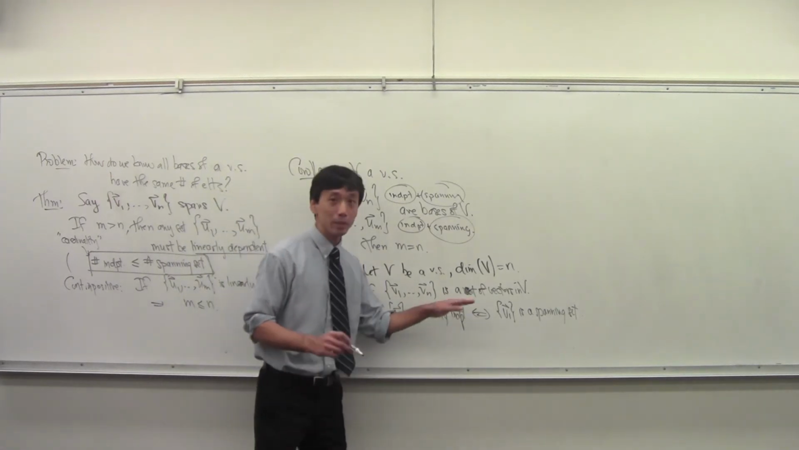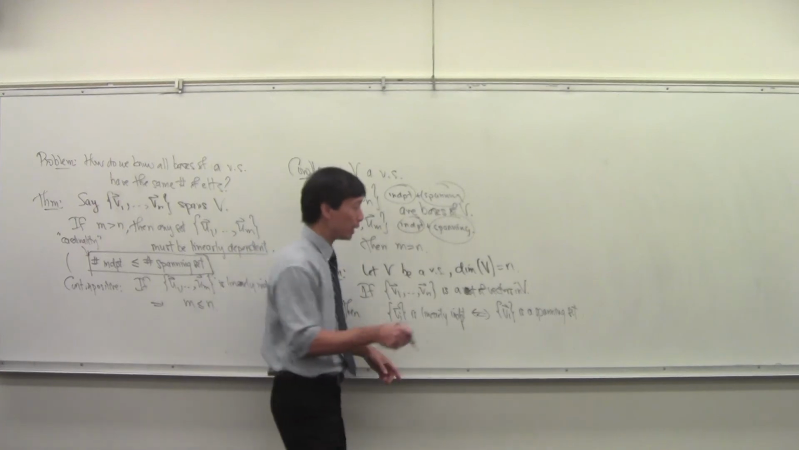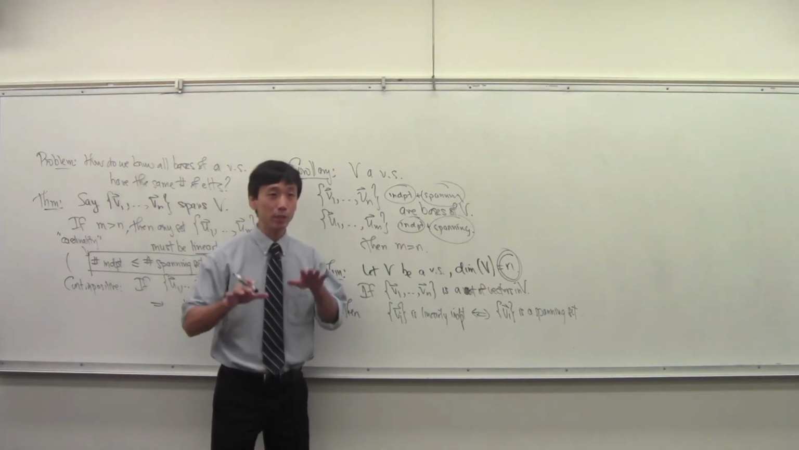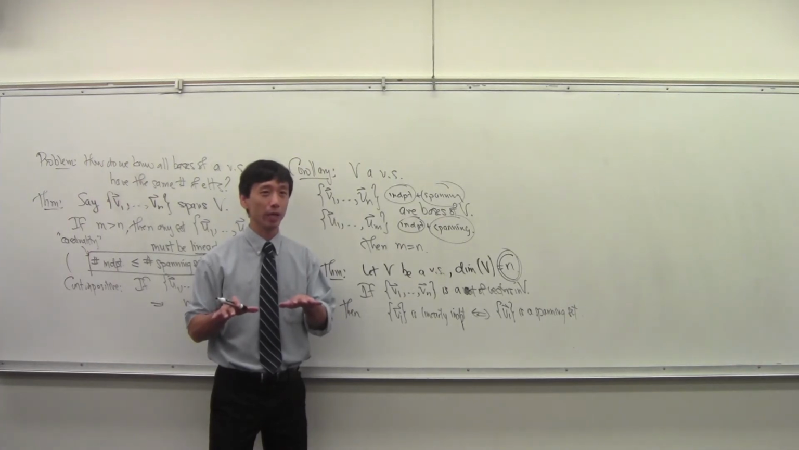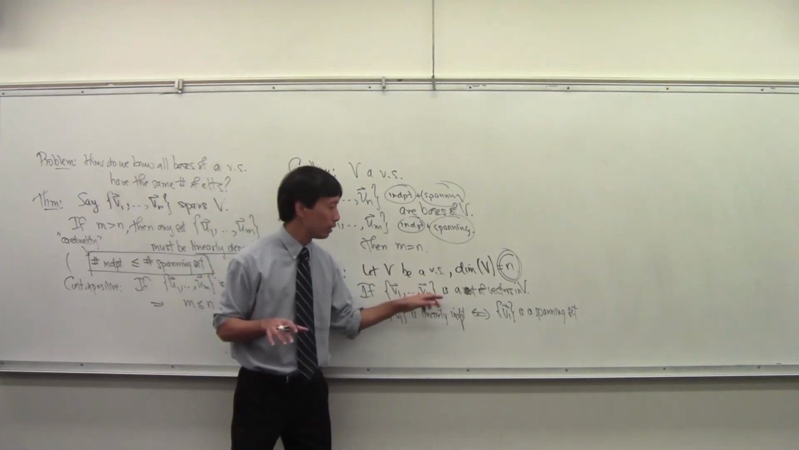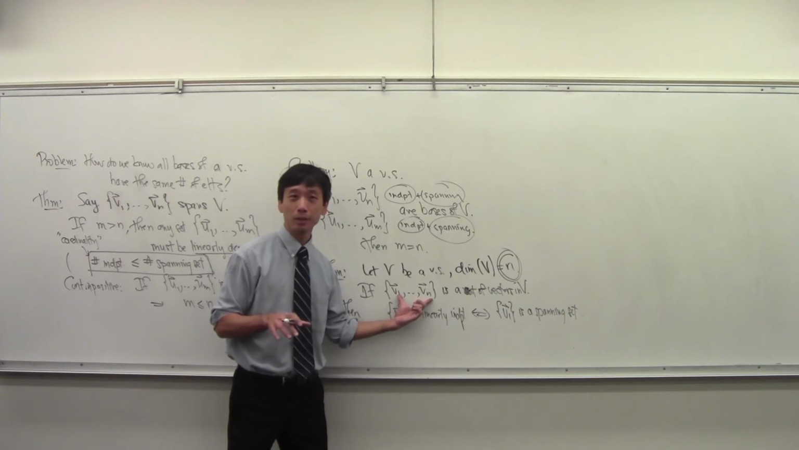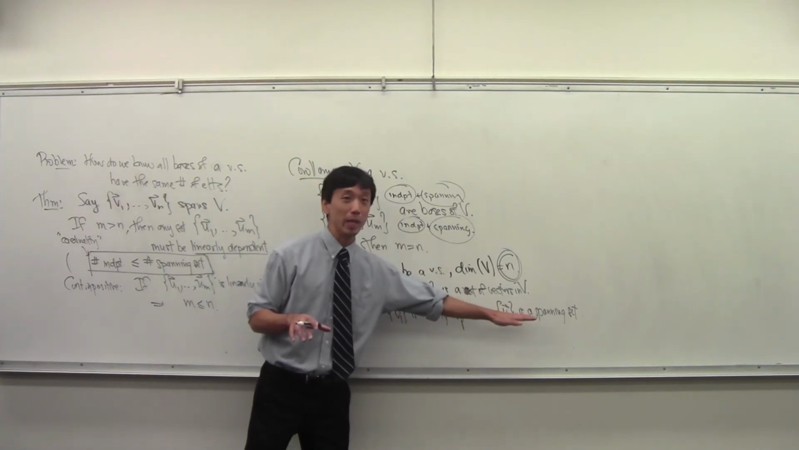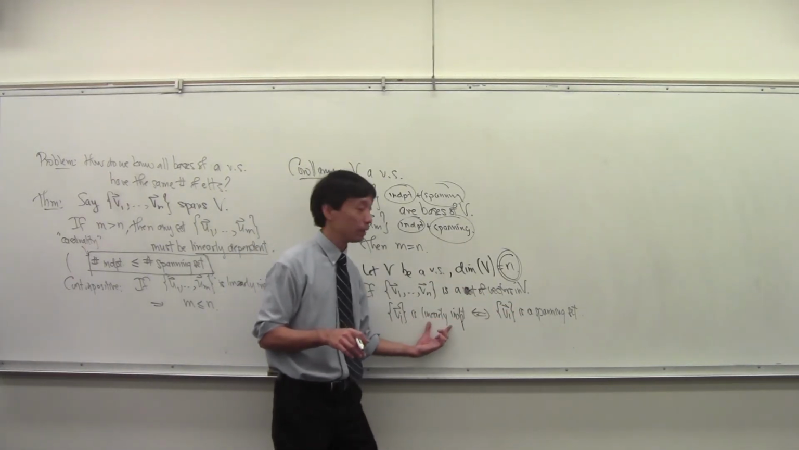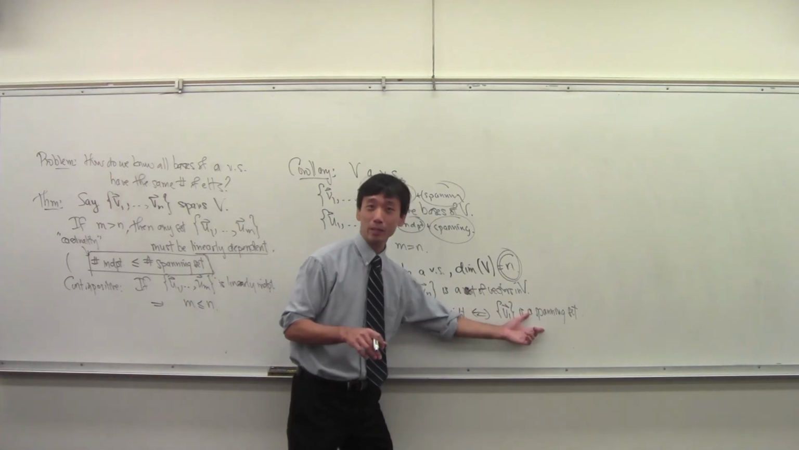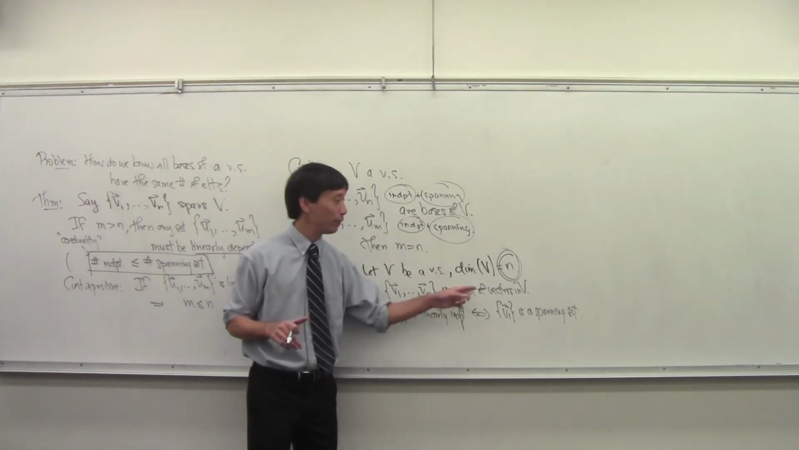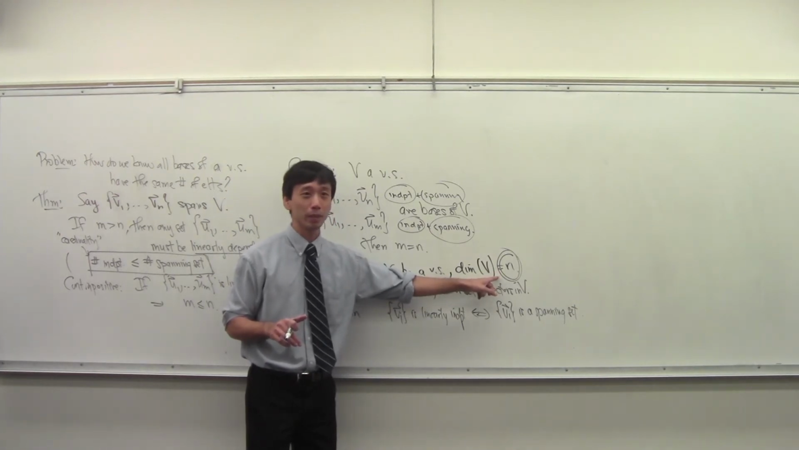So what this is saying is that if you know the dimension already, you have a vector space and you know what its dimension is, and you have a set with that many elements, then the set is linearly independent if and only if it's a spanning set. In other words, if it's linearly independent, it's going to be a spanning set. If it's a spanning set, they must be linearly independent, if you know the dimension of the space already.